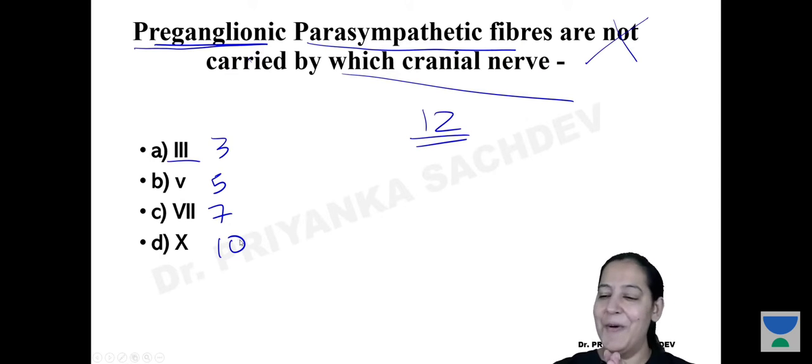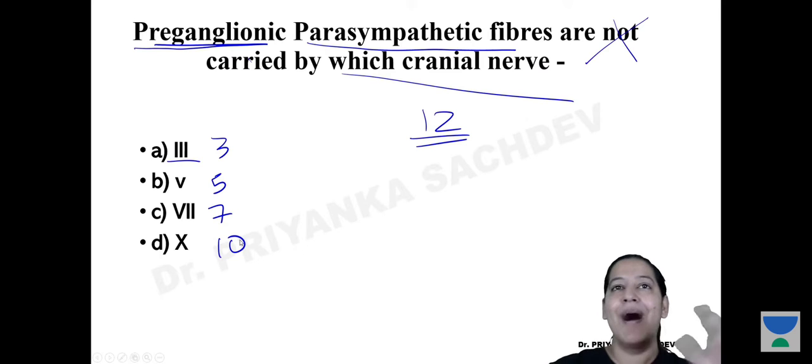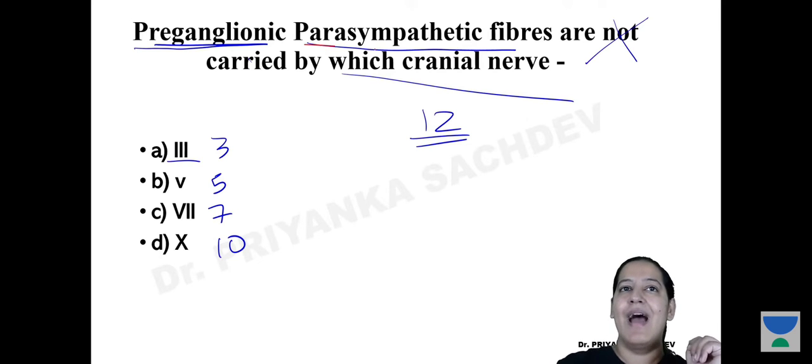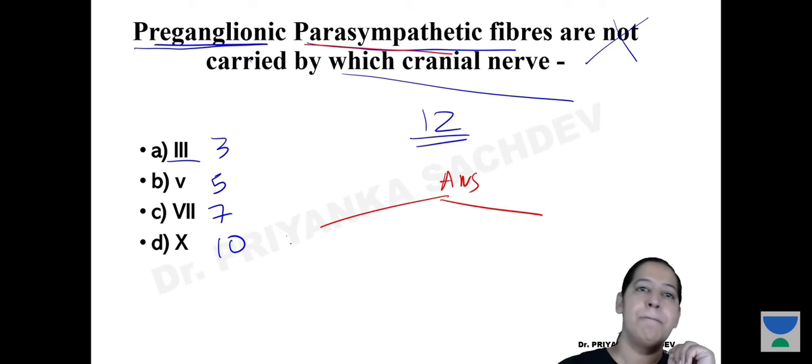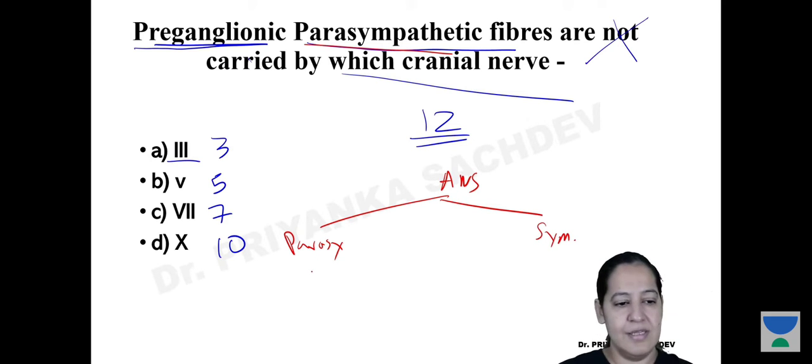Anyways, I think you have missed the first portion of the lecture. You have not listened to the theory. Those who have listened to the theory can answer now. So I'm asking about parasympathetic supply. I have told you there are two types of nervous system, autonomic nervous system: parasympathetic and sympathetic. So there are two types of nerves.